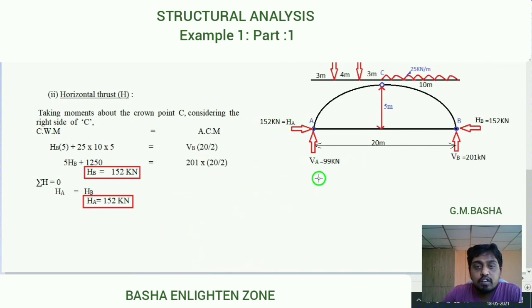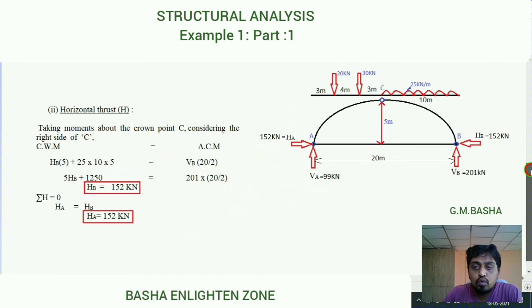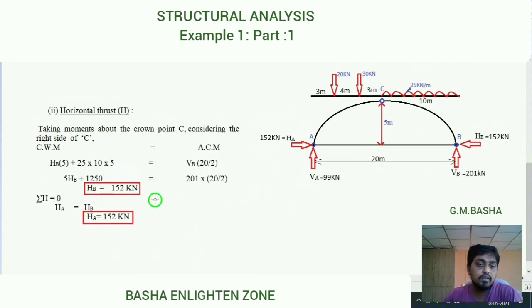So this is the procedure for finding horizontal thrust from the right side. If you want to find the horizontal thrust from the left side, take the sum of the moments about C from the right half of this span, that is, sigma Mc equals 0. Take clockwise moments on one side and anti-clockwise moments on the other side. The clockwise moment acting on the right side of this span is VA into this distance, that is, 99 into this 10 meter span about C.